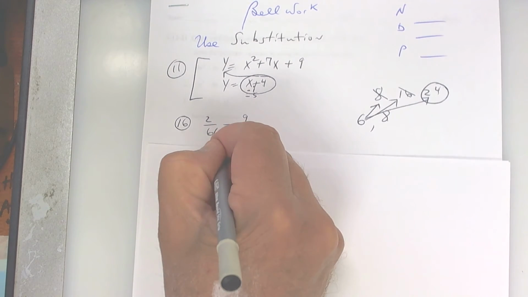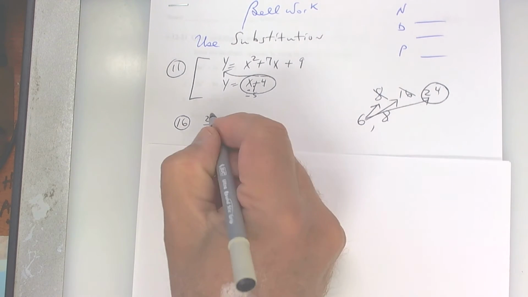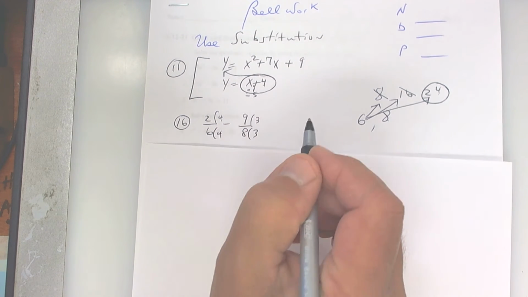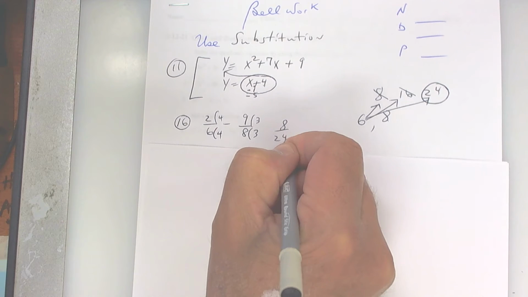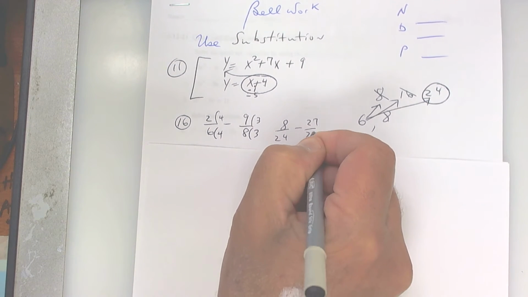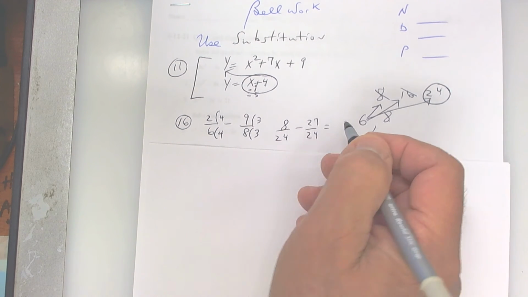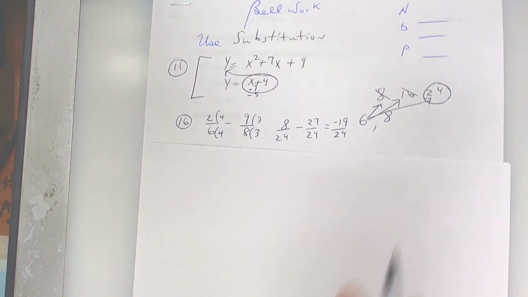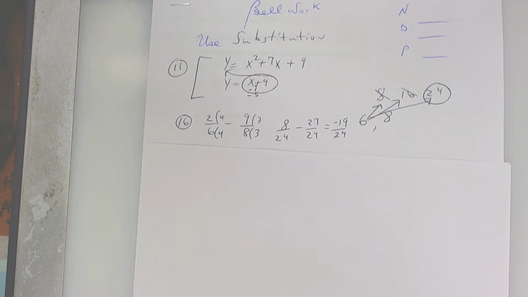So 6 times 4 is going to be 24, and 8 times 3 is going to be 24. So we get 8 over 24 minus 27 over 24. And that's going to give us a negative 19 over 24. And that's how you do that. All right, let's go on.